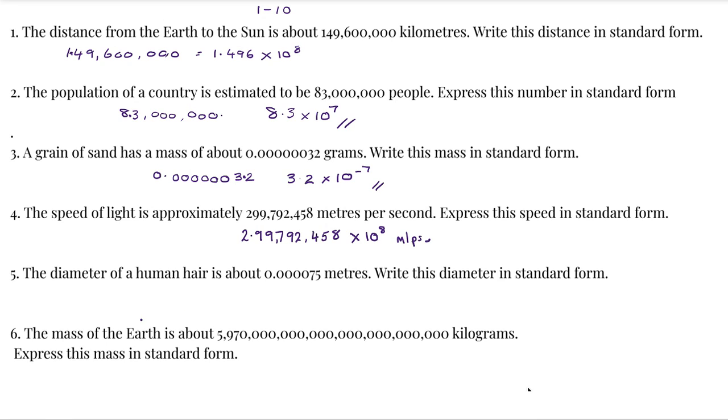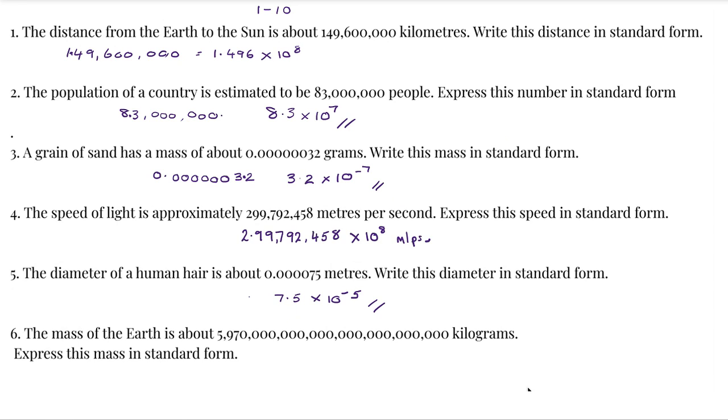The diameter of a human hair is about 0.000075 meters. Write this diameter in standard form. So we know it's going to have a negative power. So we're going to do, well, we'll do it there. So we're going to move it 1, 2, 3, 4, 5. So it's 7.5 times 10 to the power of minus 5, because we moved the decimal place 5 times.